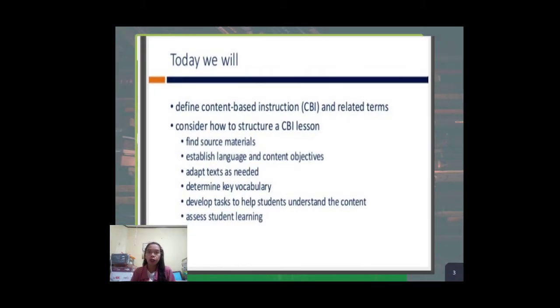Today, we will define content-based instruction and related terms, and consider how to structure a CBI lesson. We have to find source materials, establish language and content objectives, adopt text as needed, determine key vocabulary, develop tasks to help students understand the content, and also assess student learning.